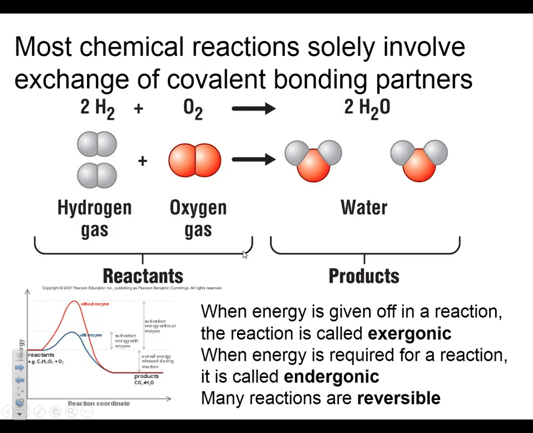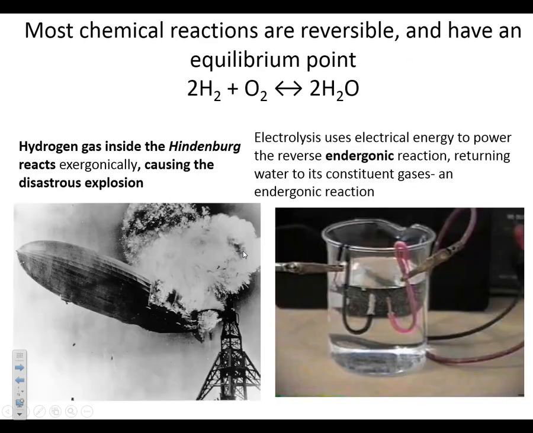Okay. Most chemical reactions solely involve the exchange of covalent bonding partners. We talked about this, yeah? We talked about exergonic and endergonic reactions, yeah? And we talked about which of these reactions is endergonic. The left or the right? Endergonic. The one on the right, yeah? That requires energy. This one is giving off energy, yeah? The explosion is the energy given off from the chemical reaction of hydrogen and oxygen. So going from the left to the right, energy is given off. From the right to the left, energy is required. We need a battery or some kind of electrical power to make all these bubbles form.